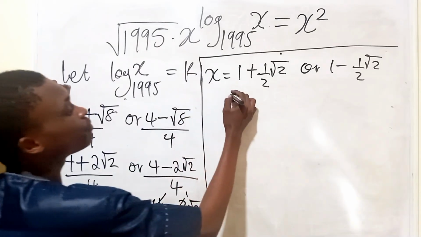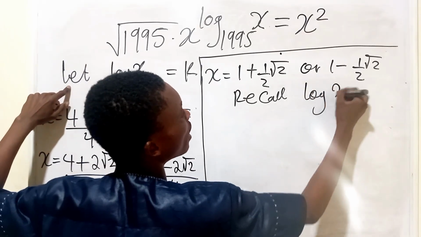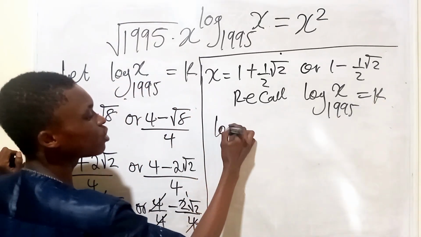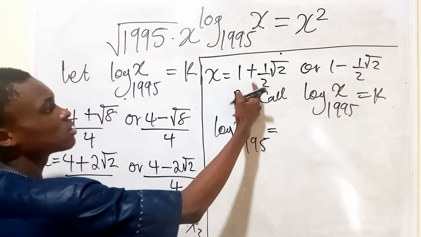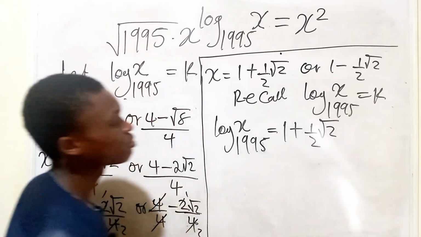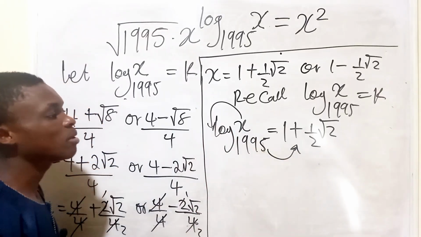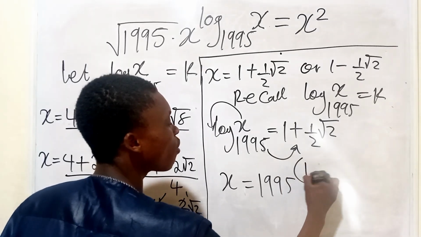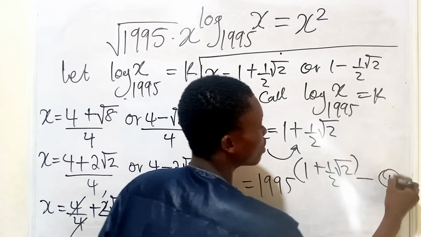So now say recall that log x base 1995 was equals to a letter k. So now say this is log x base 1995 equals, the first one there was what? 1 plus 1 all over 2 the square root of 2. So we obey the law of logarithm from here. So this is just x equals 1995 raised to the power of 1 plus 1 all over 2 multiplied by the square root of 2. So we call this equation 1.